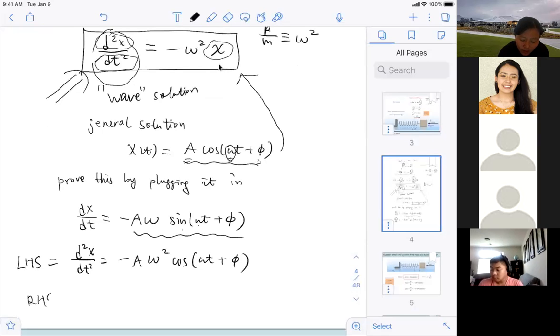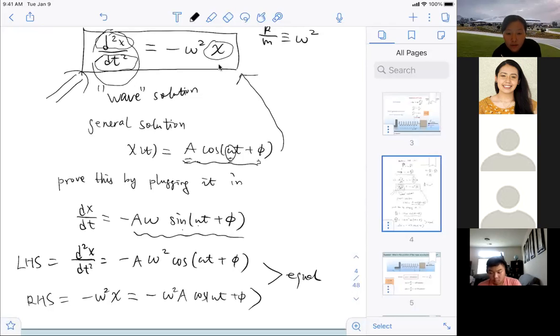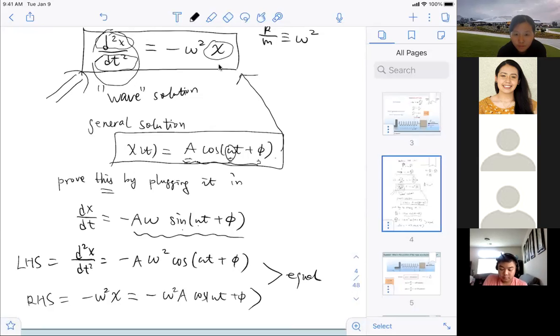What is the right-hand side? The right-hand side is negative omega squared times x. So this is my x. So negative omega squared times x is indeed equal to my left-hand side. So I have proven this is indeed a solution to my differential equation, and this is the solution I need for the position of my mass. Okay, so this is the process to solve for your equation of motion.